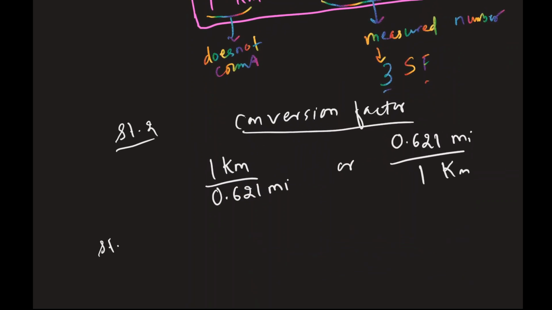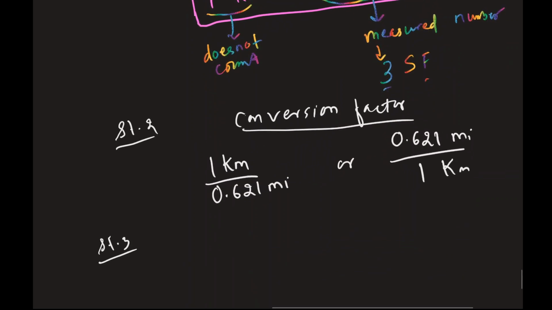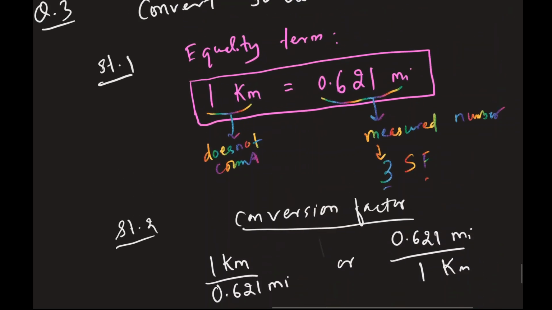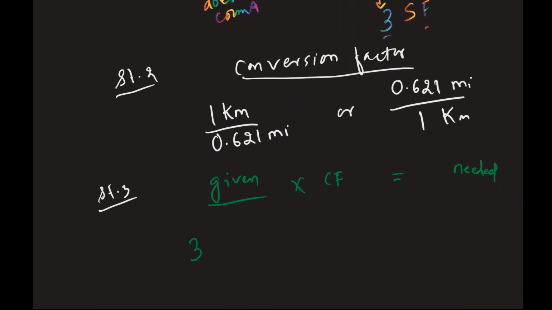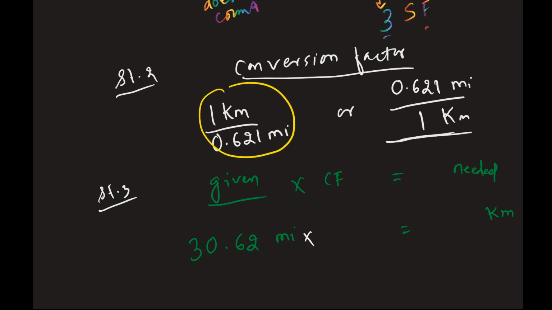And then step 3 is you're going to follow the protocol, given and needed. So obviously we're going to be multiplying by our conversion factor. Okay, so what's given in our problem? We are given 30.62 miles. What's needed? We're going to find out how many kilometers that would be, right? So the answer would be, you have to multiply by the conversion factor. So which one do you want to be using? Will you be using conversion factor A or conversion factor B?